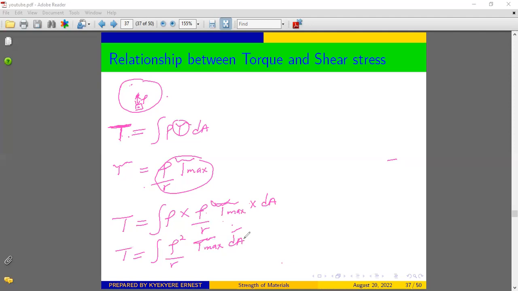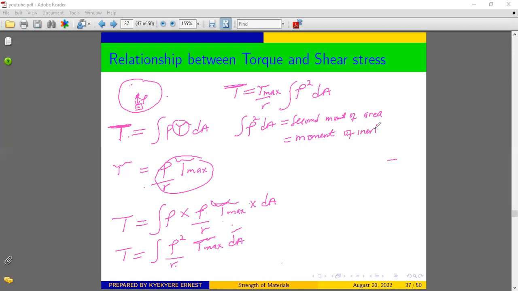Since we are integrating with respect to area, this shear stress and this radius will be constant. So we can just write the torque as equal to the maximum shear stress over R, and the integral of rho square dA. But don't forget that when we're dealing with centroids and moment of inertia, anytime we have the integral of rho square dA, it is referred to as the second moment of area, which we also refer to as the moment of inertia of area.